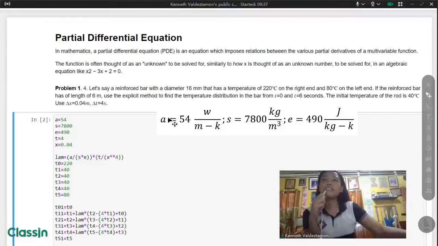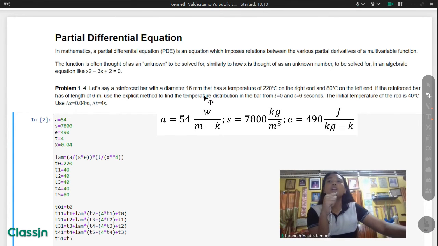So, the topic that went to me is partial differential equation. So, what is a partial differential equation? In mathematics, a partial differential equation or PDE is an equation which imposes a relationship between the various partial derivatives of a multivariable function. The function is often thought of as an unknown to be solved for, similarly to how x is thought of as an unknown number to be solved for in an algebraic equation like x squared minus 3x plus 2 is equal to 0.